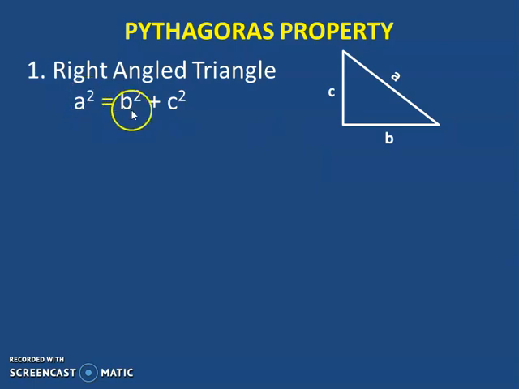The square of the hypotenuse is equal to the sum of the squares of the two legs. Then we can say the given lengths will make a right angled triangle.